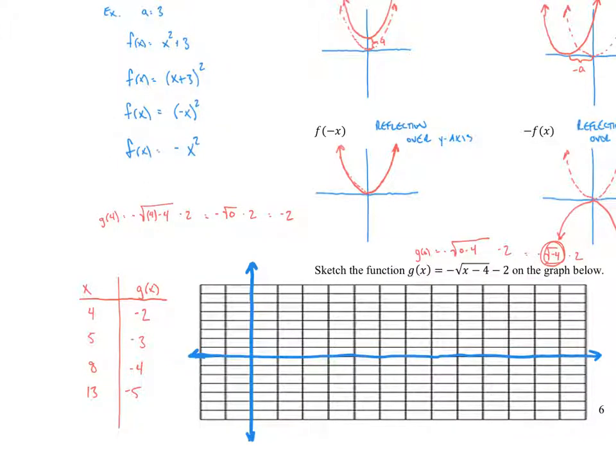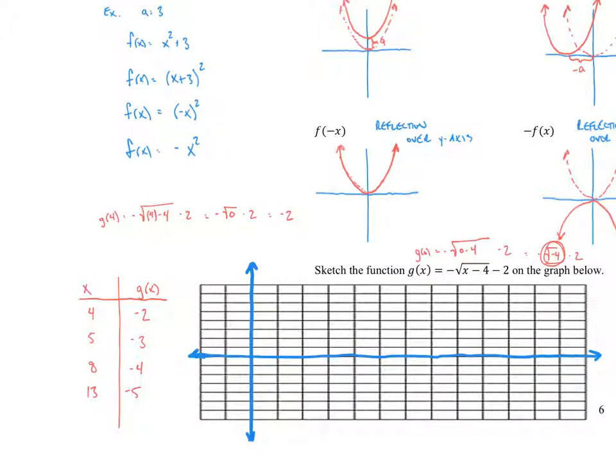Okay, so it looks like 5, 8, and 13 will also give us some good numbers. If I plug in a 5, then I'm doing 5 minus 4, and taking the square root of 1 is pretty easy. If I do 8, then I'm doing 8 minus 4, taking the square root of 4 is pretty easy. If I do 13, I'm doing 13 minus 4, taking the square root of 9 is pretty easy. So I'm giving myself numbers that are going to make this an easy thing to graph. And now I can just plot these points.